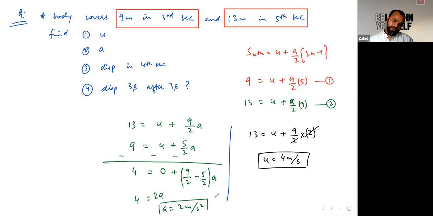So by knowing these two values, u and a, just try to find this part. This is nothing but the displacement in 4 seconds, that is S and F. Similarly, try to find this part as we have done in the previous problem.